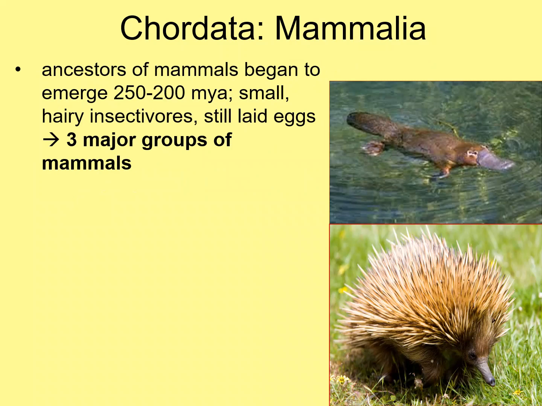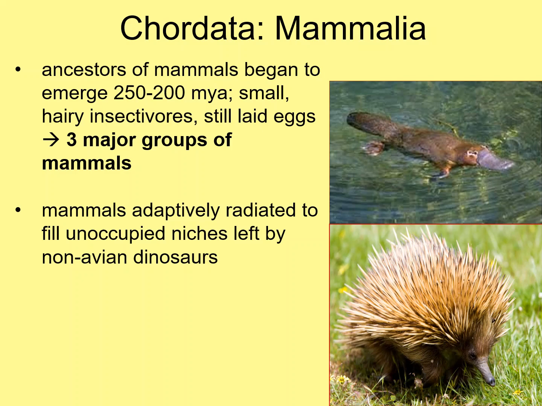Okay, so our ancestors of mammals started emerging again, generally most of the niches available were dominated by very large dinosaurs. The mammals that were around were small, tended to be eating insects, and still laid eggs. And so we have three different lineages in mammals, actually. Our oldest, our basal taxon, would be the monotremes. These are our egg-laying mammals, such as the duck-billed platypus on the top or the echidna on the bottom.